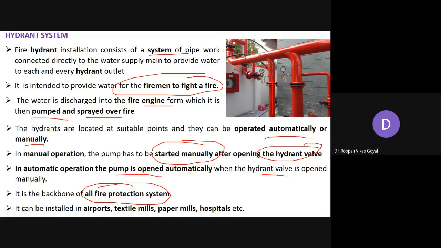So all important buildings are generally provided with it: paper mill, hospital, textile mill, airport, high rise building, all are provided with such kind of hydrant system. So its main purpose is to provide high pressurized water, and that will be available to the fire engine, and then it is to be pumped, and it should be sprayed over fire.